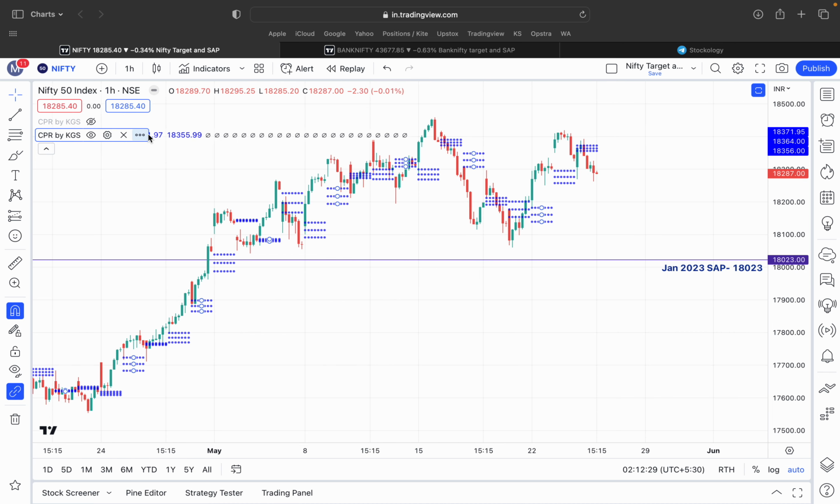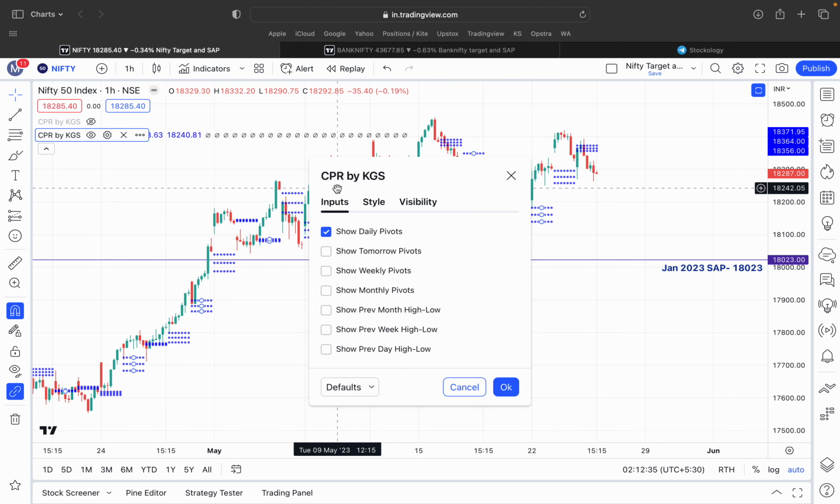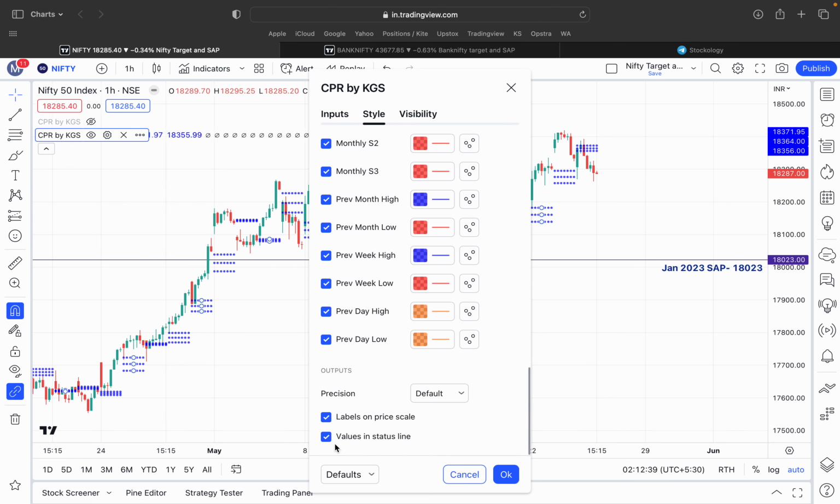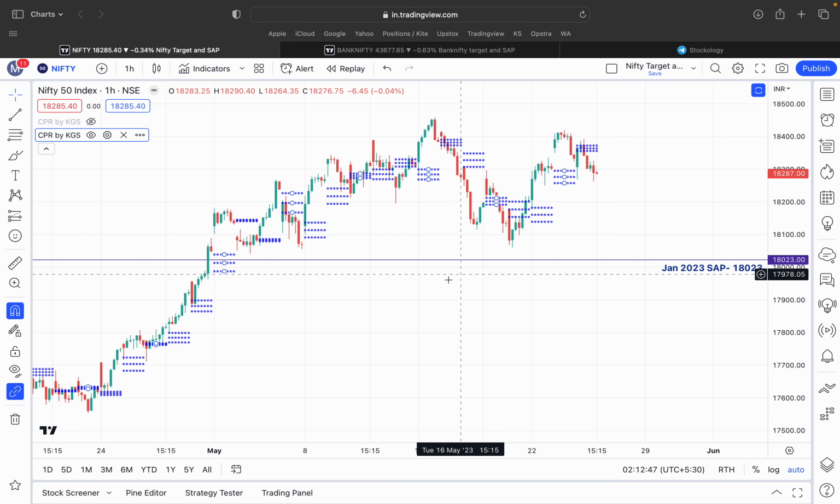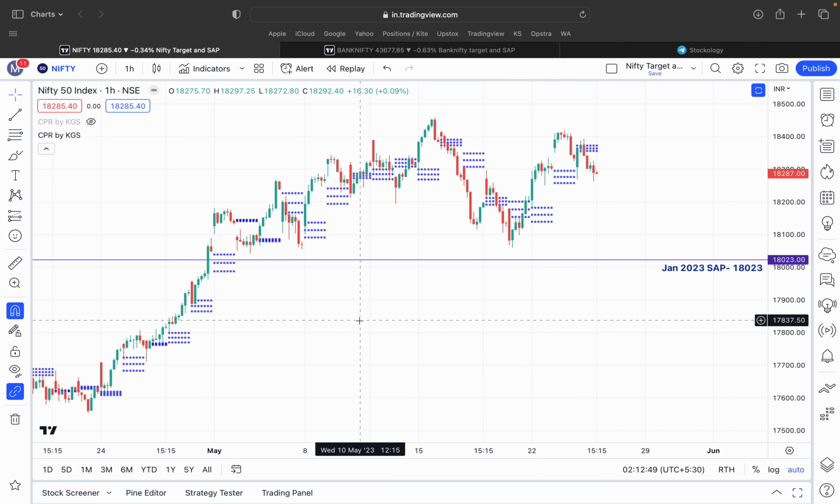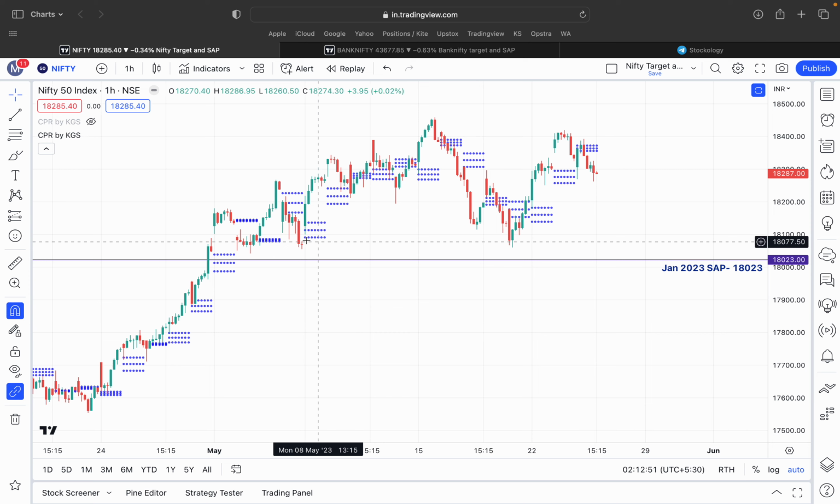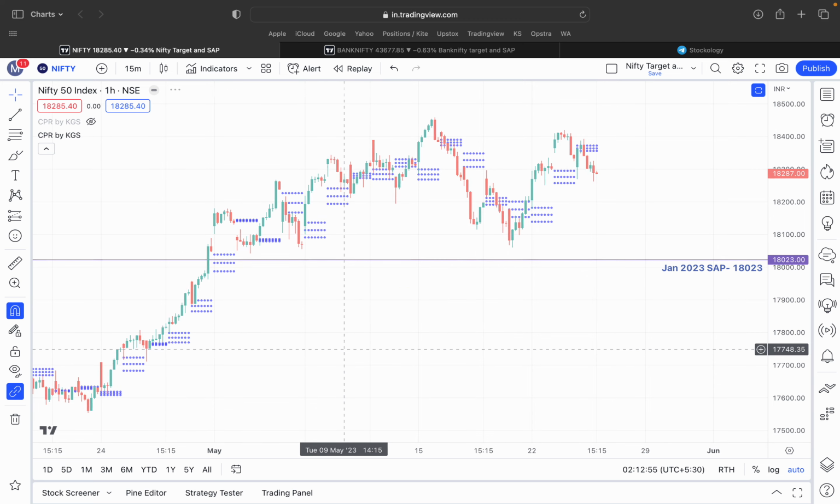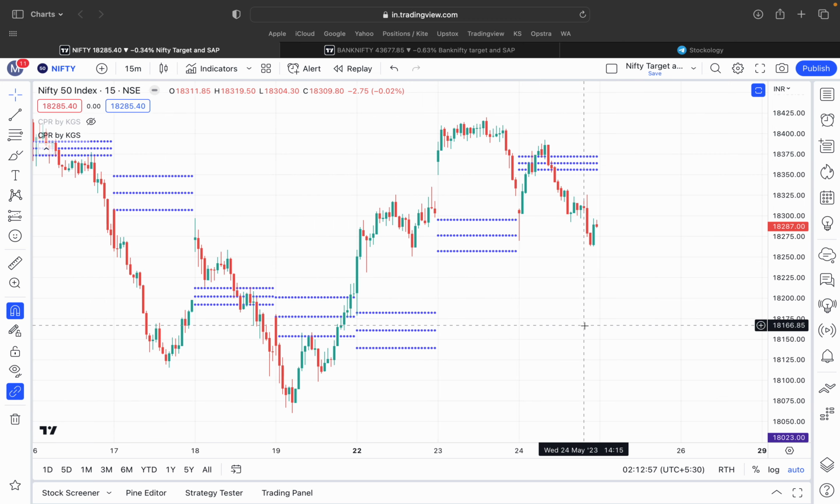So yeah, this is how it will look. To remove all these dots, in the settings, in the style, at the lower end, you can just untick this so that even these values will go from this bar. So this is how it will look. Now currently we have this Nifty chart, Nifty hourly chart, and you are seeing some blue dots over here. Let me take this chart on a 15-minute time frame.